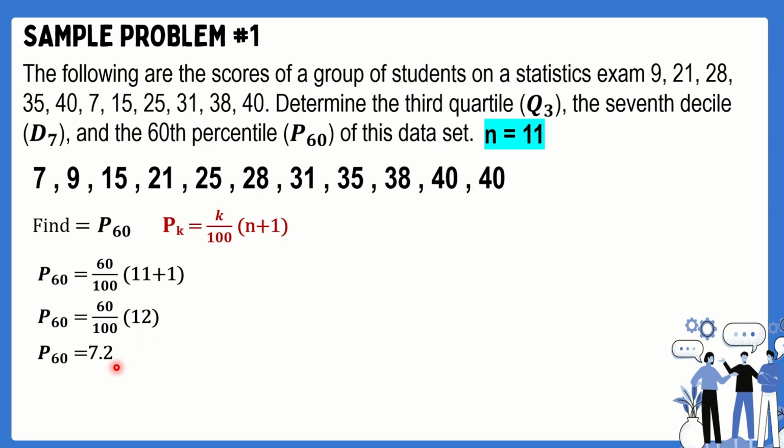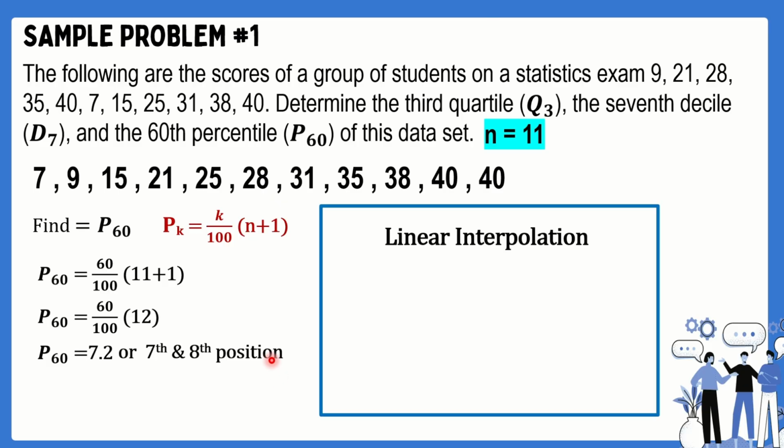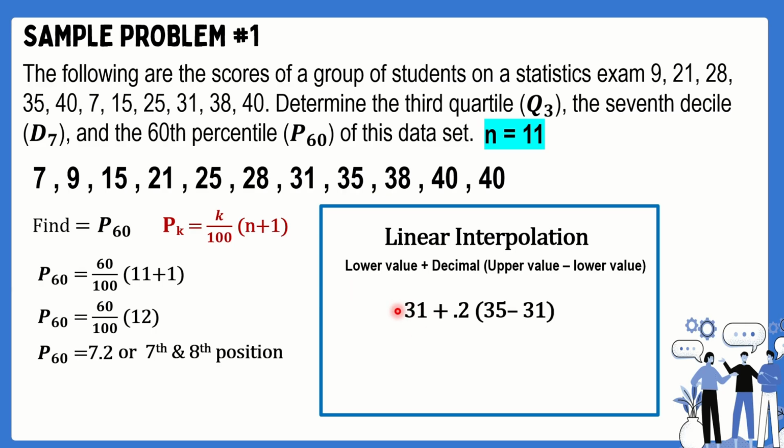Same in our decile, na siya'y decimal. So we're going to proceed with this. This means that our percentile 60 is in between the 7th and 8th position. So our 7th and 8th position, 1, 2, 3, 4, 5, 6, 7, is in between 31 and 35. So let's proceed with linear interpolation. Same process, let's substitute. 31 is our lower value, so 31 or the 7th position.